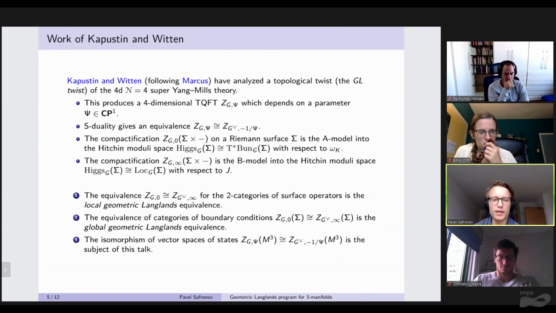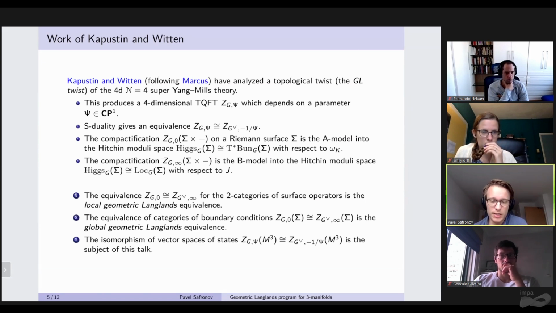Okay, and this is following the work of Kapustin and Witten from 15 years ago. You can look at the 4-dimensional maximally supersymmetric Yang-Mills theory. There are various interesting topological twists of that theory you can look at. For instance, there's the Vafa-Witten twist or some other twists. And they've considered what's called the GL twist.